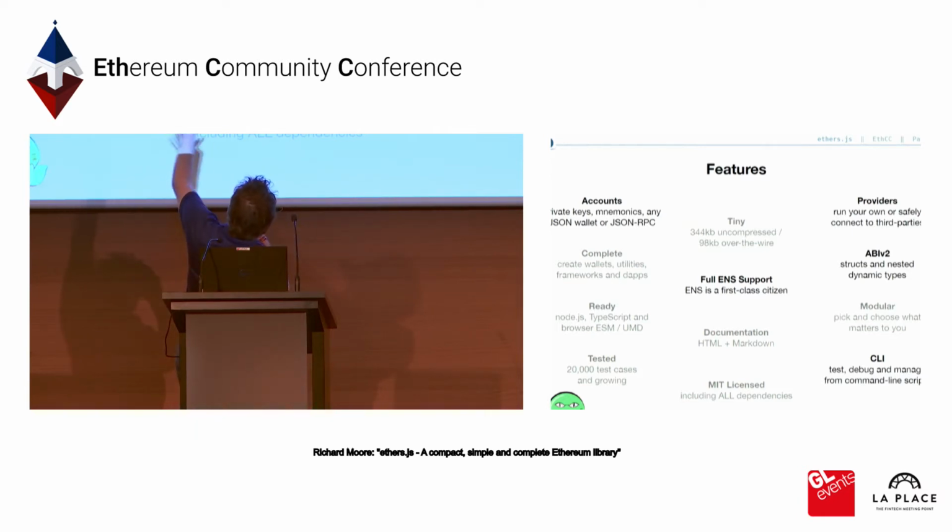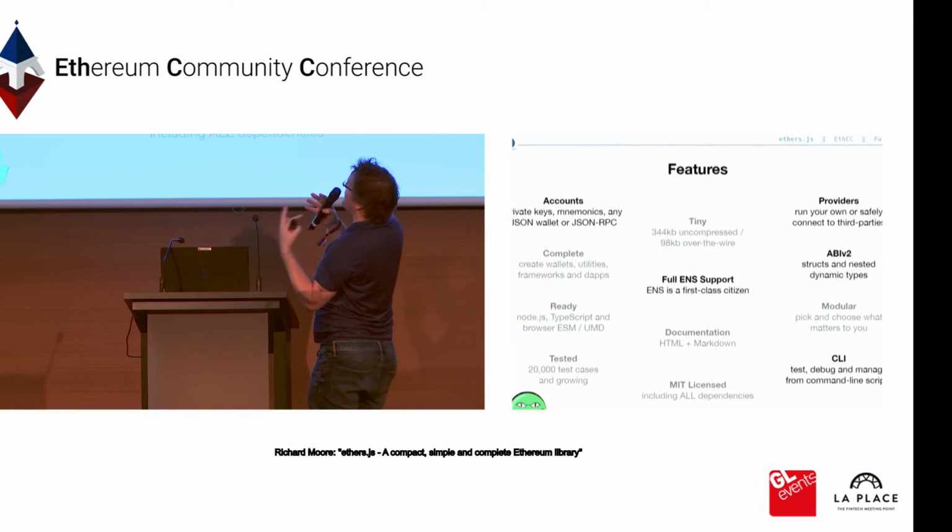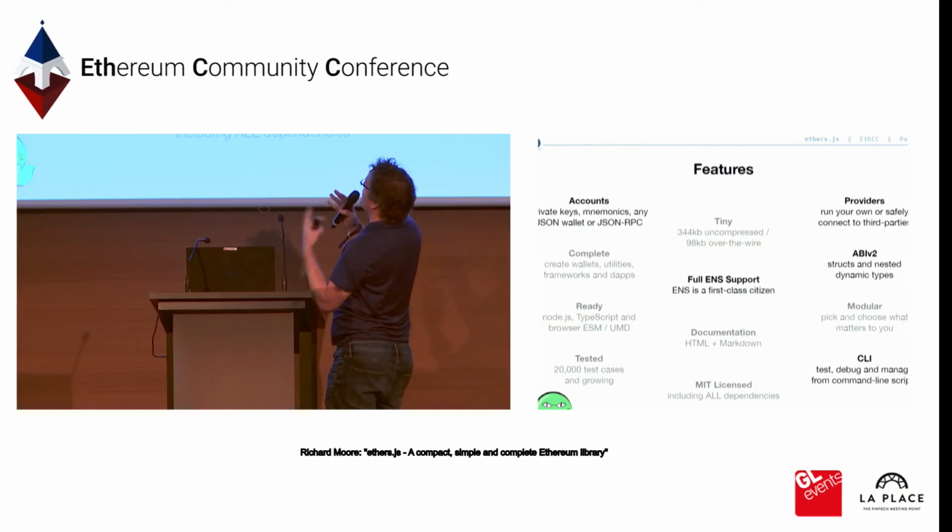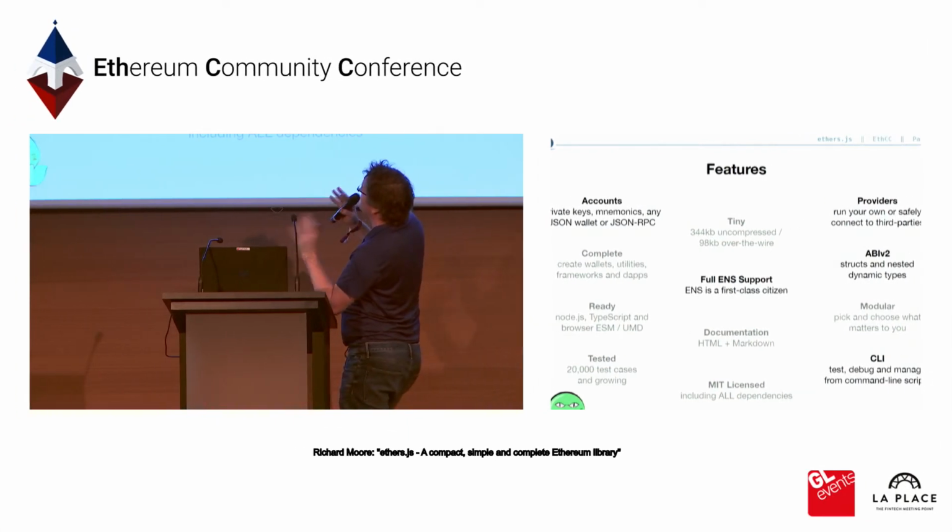The bold things are going to be things we dive deeper into. The gray things are things that exist. If you have questions, feel free to ask about them. So I'll just run through those quickly. But basically, accounts: you can deal with private keys, mnemonics, any JSON wallet, JSON RPC. It's complete. It works for any type of thing you want to build. I already covered that.